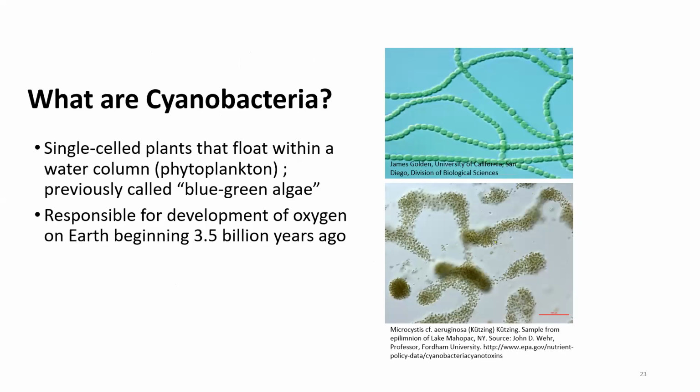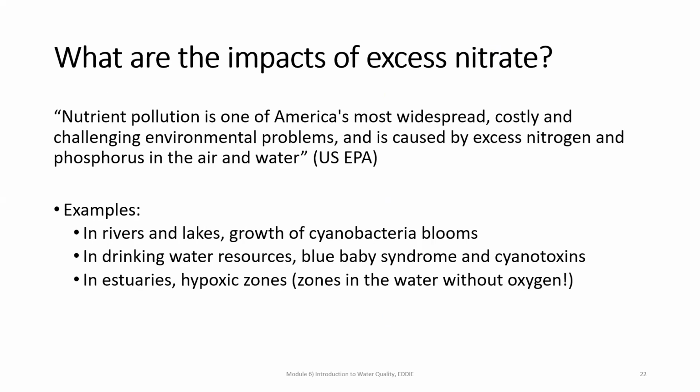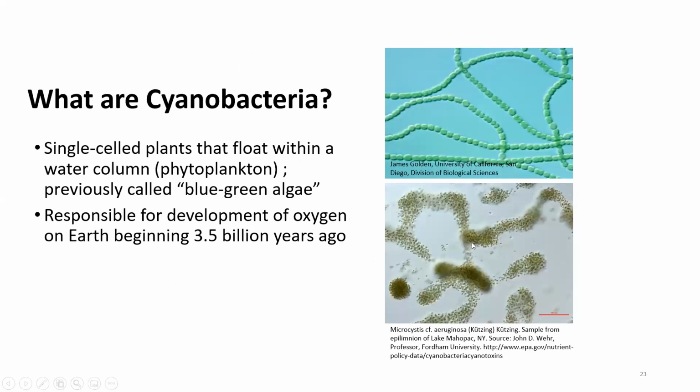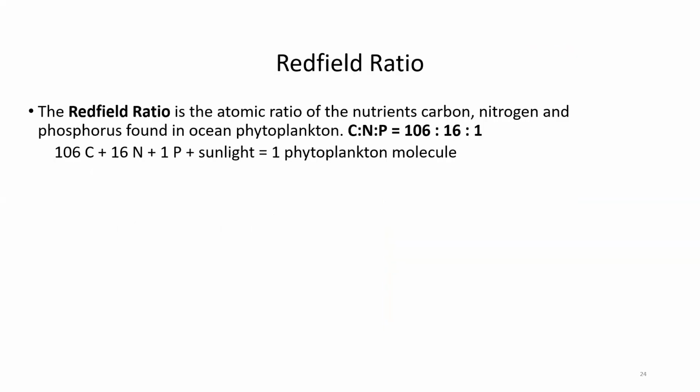So what is cyanobacteria? I just said that a lot of excess nitrogen can contribute to cyanobacteria blooms. And these are these little single-celled plants. They float within the water column. They're pretty normal. They're really important for developing oxygen. So normally they do some really great stuff for us. However, when they get a little bit too much nitrogen, sometimes they go a little bit crazy and they overgrow.